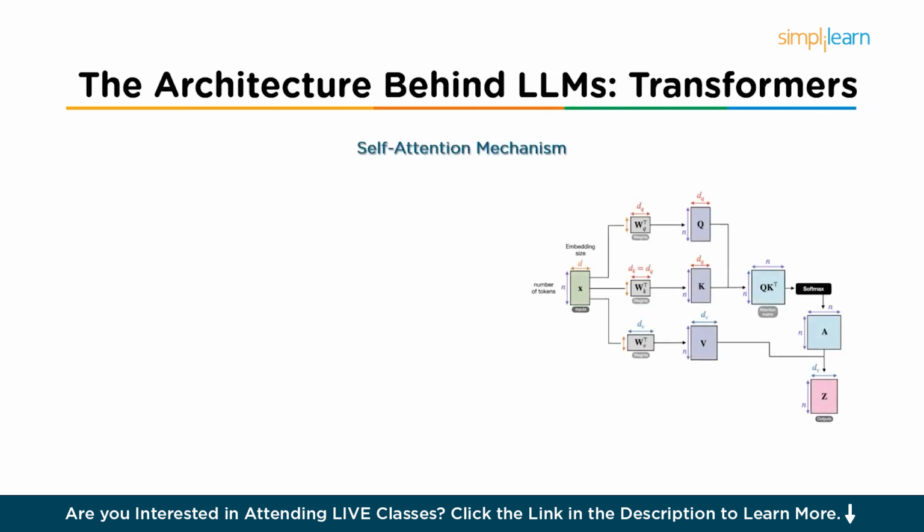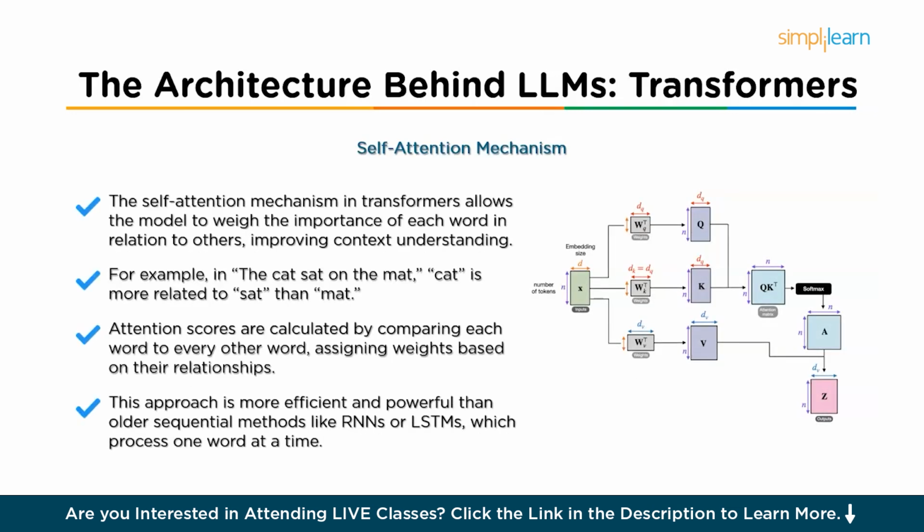So first is the self-attention mechanism. The self-attention mechanism, as already discussed, is central to transformers, and it allows the model to weigh the importance of each word in a sentence relative to every other. For example, in the sentence "the cat sat on the mat," the word cat is most likely related to sat than to mat, right? So the self-attention mechanism helps the model capture these relationships, allowing it to understand the context better. The model also calculates attention scores by comparing each word with every other word in the input sequence.